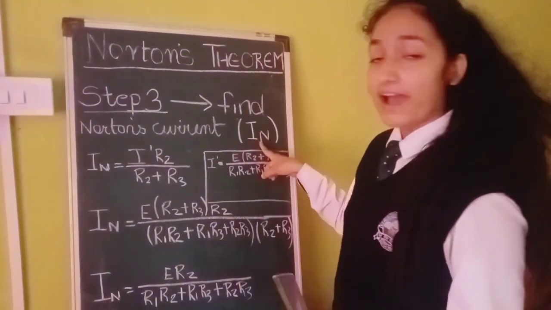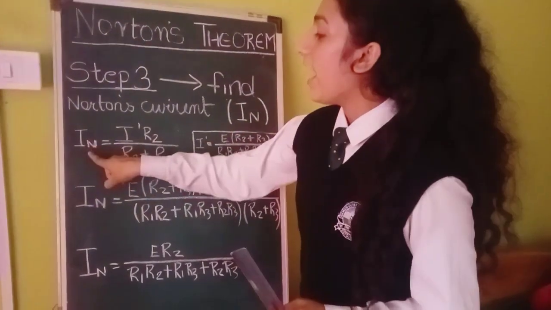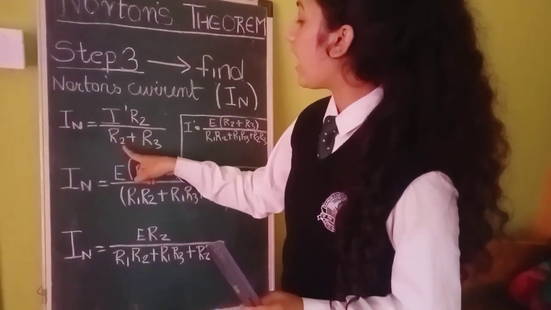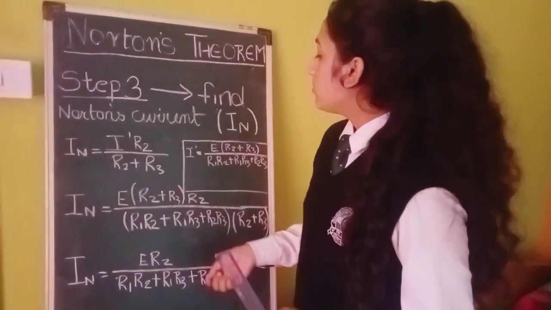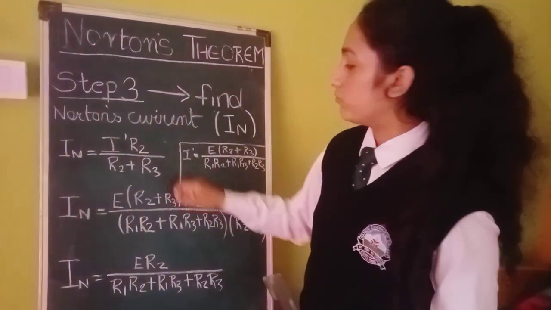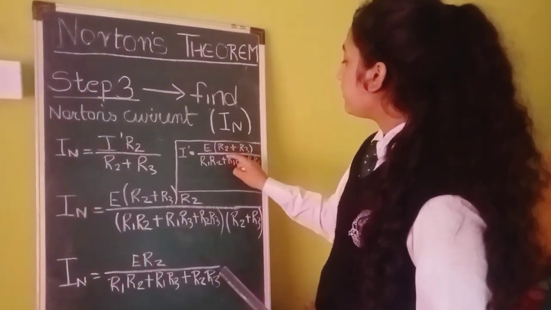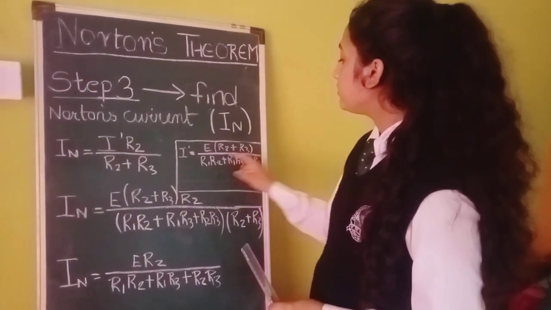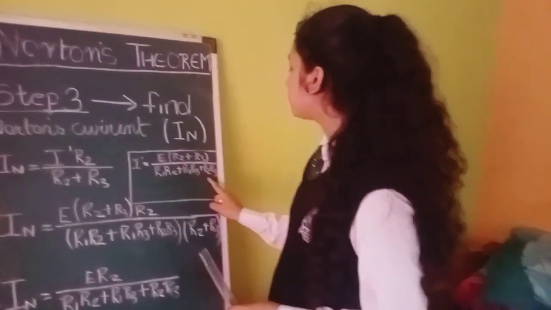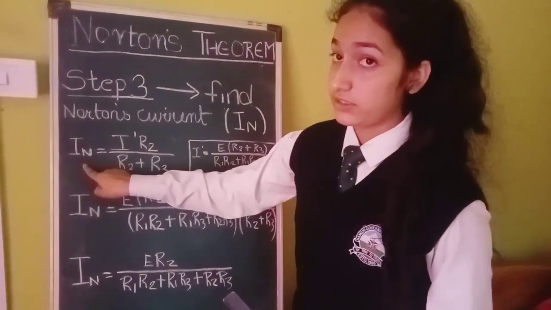To find the value of IN, we can use the current divider rule. That is, IN will be equal to I dash R2 whole divided by R2 plus R3. So friends, we have already got the value of I dash from step 2. That is, I dash equals E inside the bracket R2 plus R3 whole divided by R1 R2 plus R1 R3 plus R2 R3. So we can put the value of I dash in this equation.